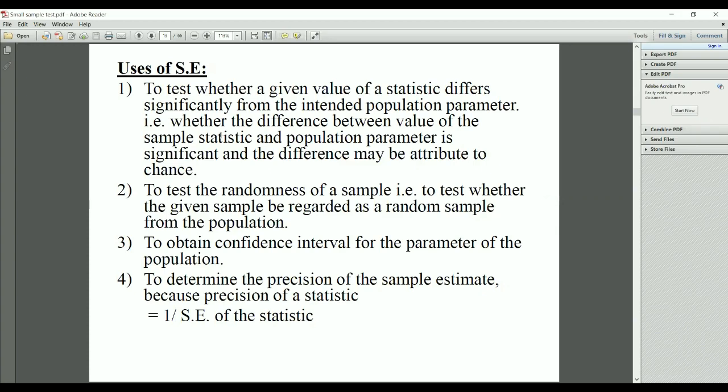So that is the interval. It is also used to determine the precision of the sample estimate, because the precision of a statistic is 1 upon standard error. So we can take the precision of that data using this formula, 1 upon standard error.